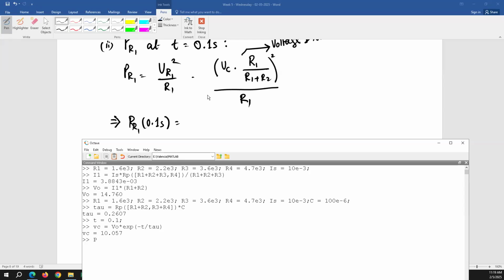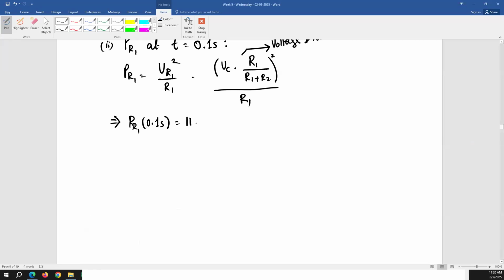So PR1 is equal to VC times R1 divided by R1 plus R2, squared, divided by R. That gives 0.01128, or 11.208 milliwatt. 11.208. Let me go ahead and paste that.